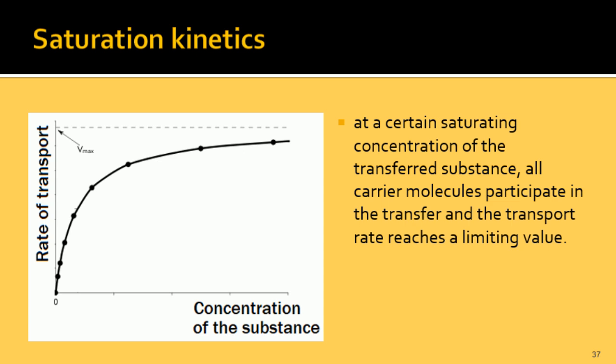The kinetics of saturation is as follows. At a certain saturating concentration of the transferred substance, all carrier molecules participate in the transfer, and the transport rate reaches a limiting value. The graph of the dependence of the transfer rate on the concentration of the substance has a hyperbolic shape. This resembles the dependence characteristic of enzymes. With an increase in the concentration of the substrate, the rate of catalyzed reactions gradually increases to a certain value, after which it becomes constant.